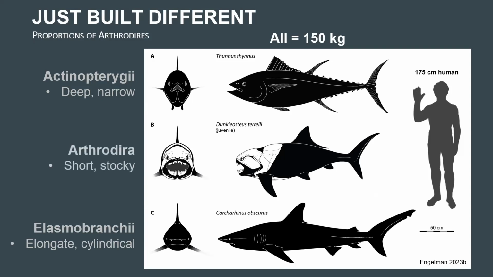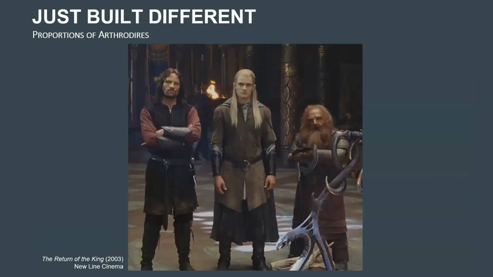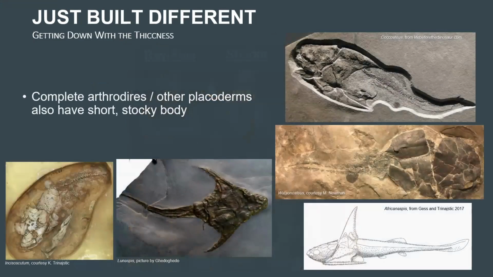And then you have arthrodires, which, with the same body weight, tend to be a lot shorter and a lot stockier. A way to think about this would be rayfins, sharks, arthrodires. And again, this isn't just based on a bunch of random regression equations. If you look at the complete fossils we have of arthrodires, they're all very squat-bodied animals.